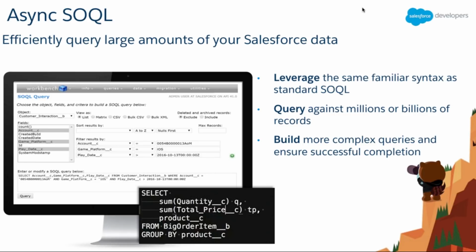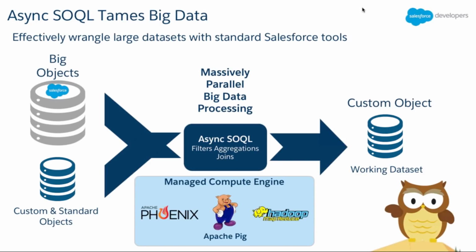And also standard SOQL is great when you are building a UI component. You need to display a very small set of data, but async SOQL is really built to always ensure that your query is not going to time out. You're querying against millions of records, and you want to ensure that the query always completes. So the way that async SOQL really works with big data is that you can do different kinds of aggregates or filtering in a way.